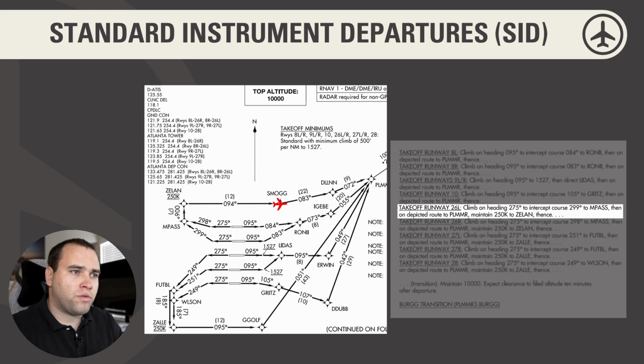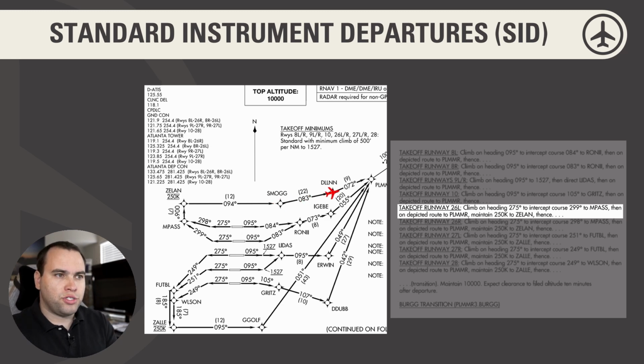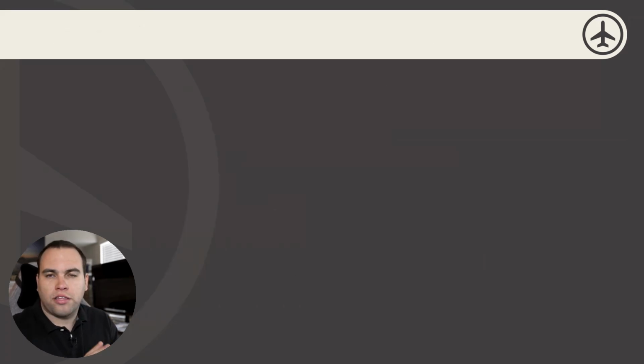Once we hit SMOG, we're going to turn to 083 to DILLON, and from DILLON 072 degrees up to PALMER, which it would then continue on out, but we're not going to talk about the rest of that. You guys get the idea of how these departures work. We go to the runway that we're taking off from, we read our instructions, and it's graphically depicted how we depart out of there. Pretty straightforward. I honestly love SIDs. I think they're real easy to fly, and they obviously make ATC's workload way better.